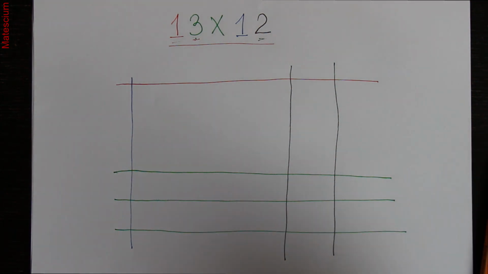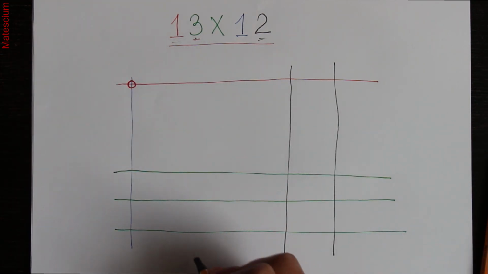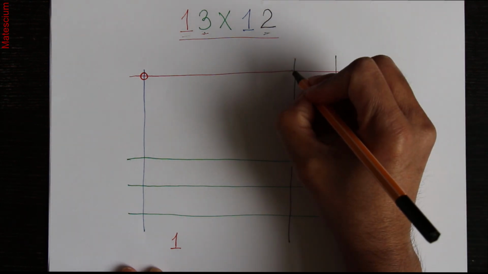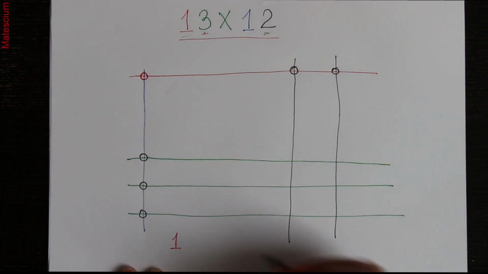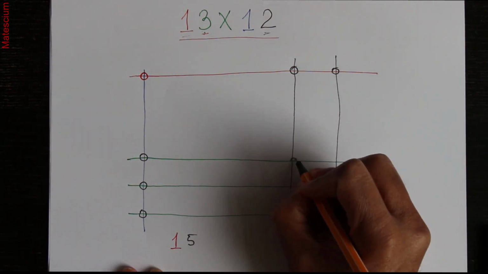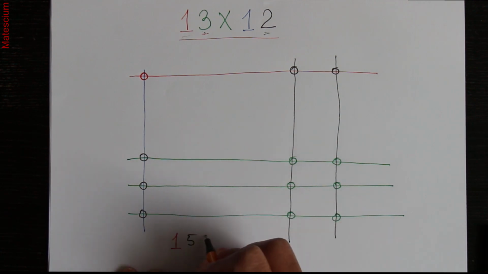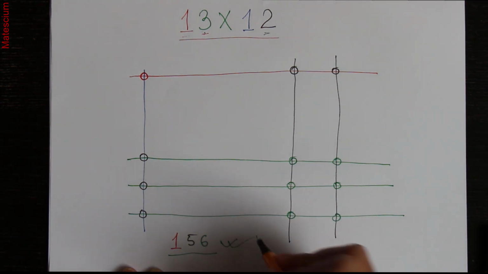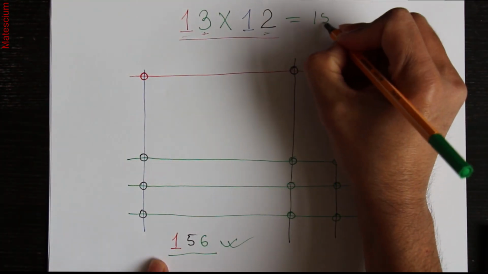Now this is the interesting part. This is number 1. You have to count this point. This point means you write here 1, and then count this point 1, 2, 3, 4 and 5 and write here 5. Now you count this point 1, 2, 3, 4, 5, 6. This is 6. That means the 13 times 12 multiplication result is 156. Yes, according to this Japanese diagram, 13 times 12 is 156.